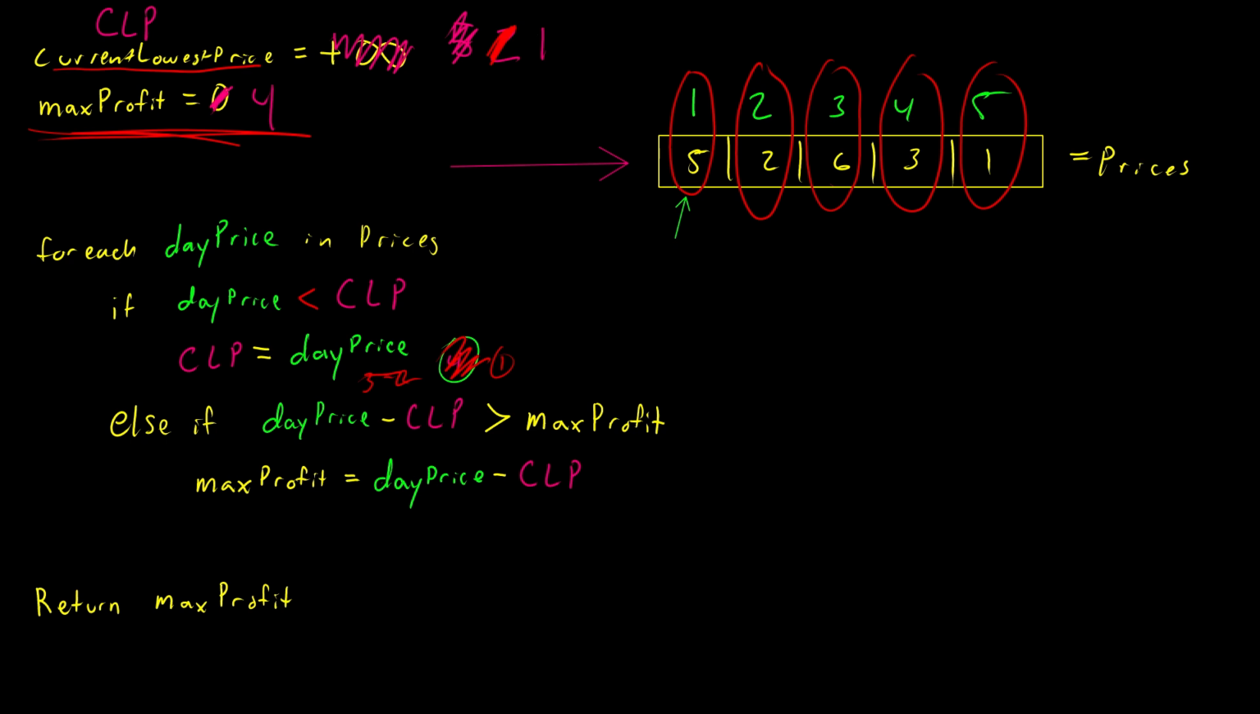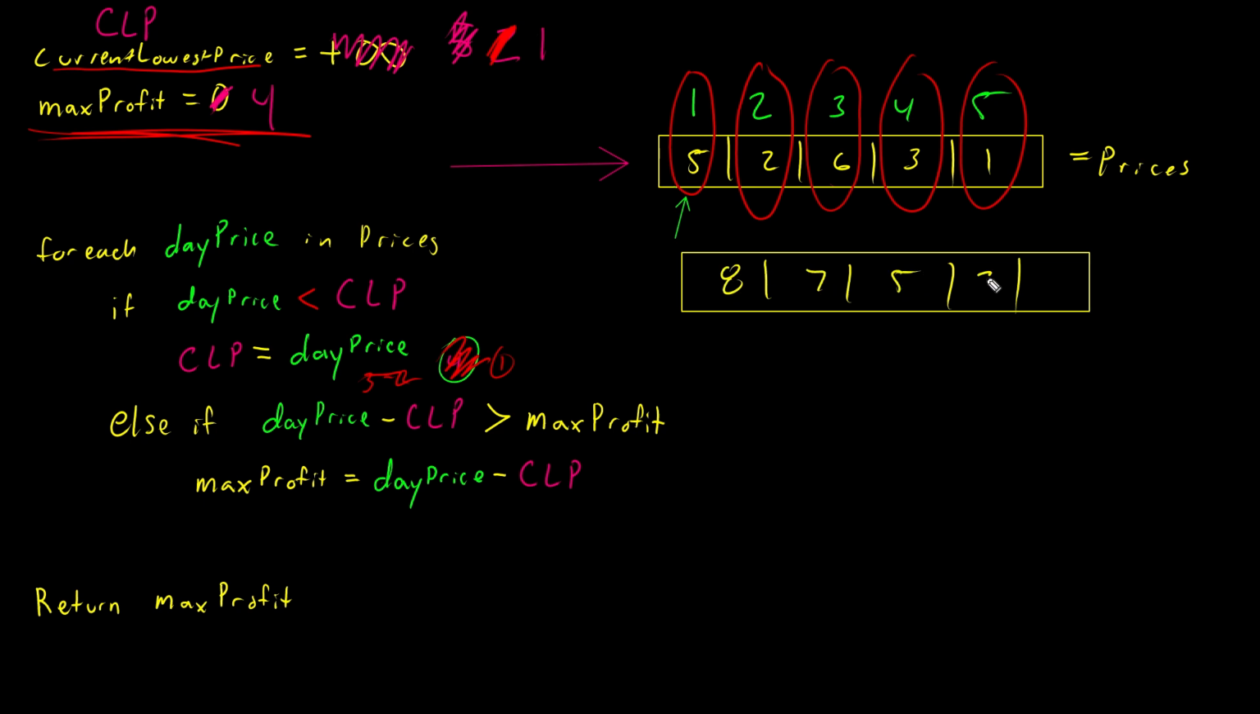So let's go through some other examples. So if I had an array and the numbers were 8, 7, 5, 3, 2, you can see that these are all decrementing, right? These are all getting smaller. So let me erase this. And let's put the days up here, right? 1, 2, 3, 4, and 5. So on day 1, we have 8, right? The price is 8. So we say, hey, is 8 lower than infinity? Well, yes. So this becomes 8. And we move on, right?